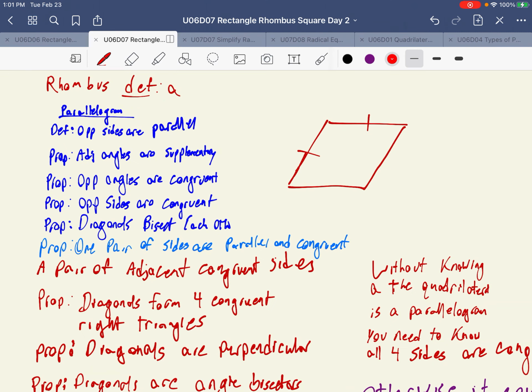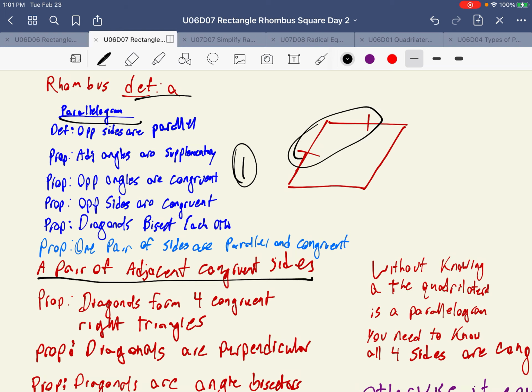A rhombus is defined as a parallelogram. So it is a parallelogram, meaning it has at least one of these properties, and it has one pair of adjacent congruent sides. So this is not enough information to indicate that this is a rhombus because it does not have any of the properties of a parallelogram.